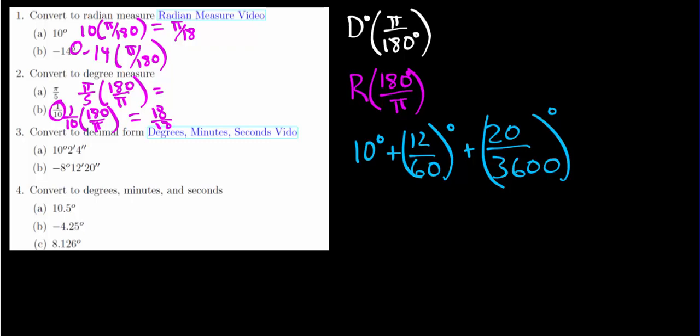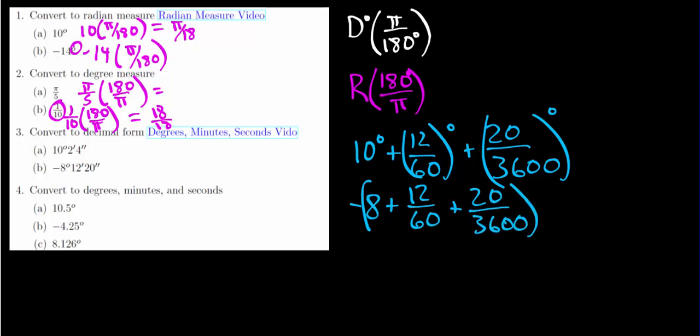This negative, you would have -8. Let's do this. Let's put it all in parentheses. Plus 12 over 60 plus 20 over 3600. Now, notice I put the whole thing in parentheses. Okay? You don't want to just put the -8 and then plus 12/60ths plus 20/3600ths. You put the whole of it in parentheses. That's important. And then you would just work that out.